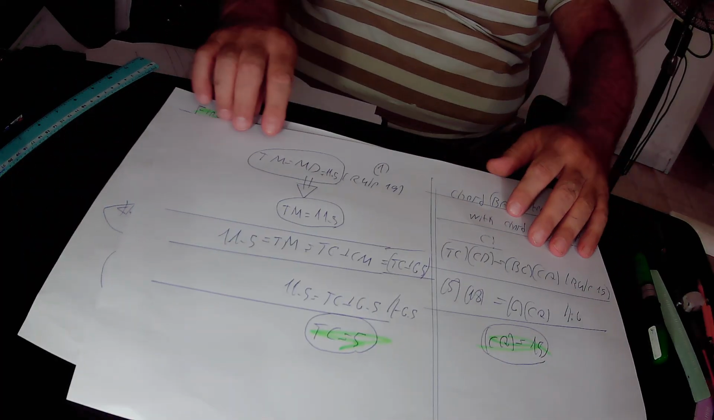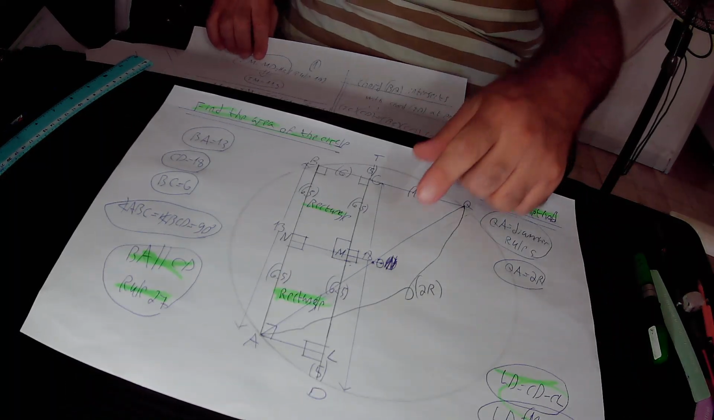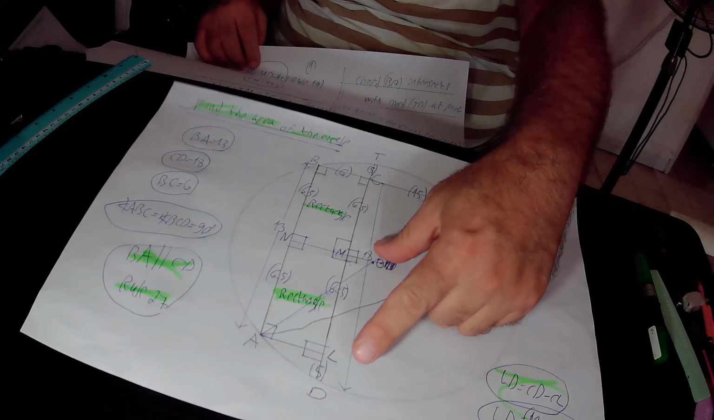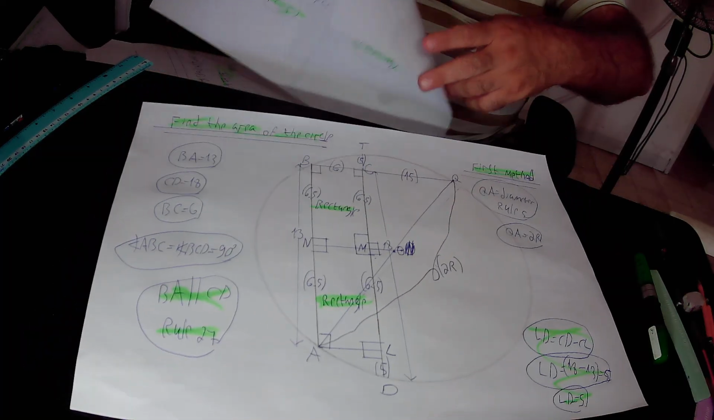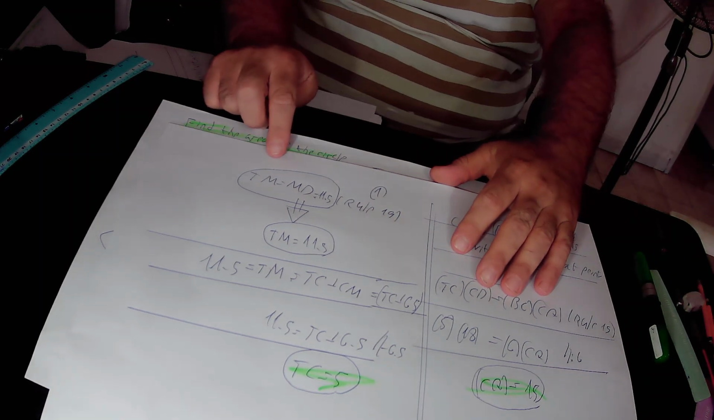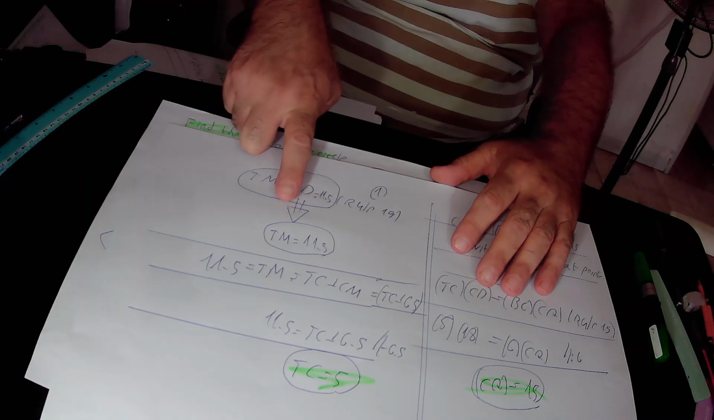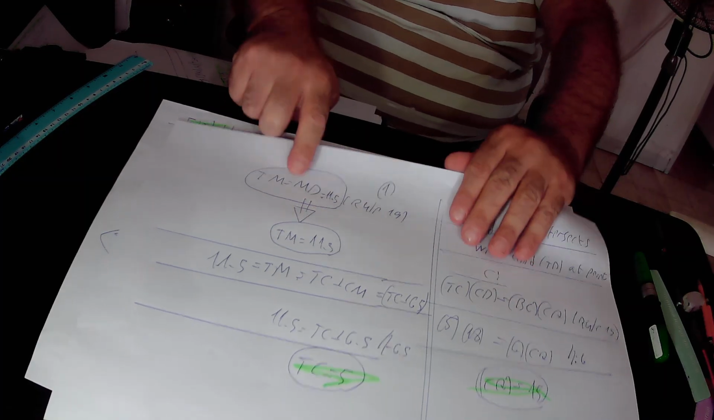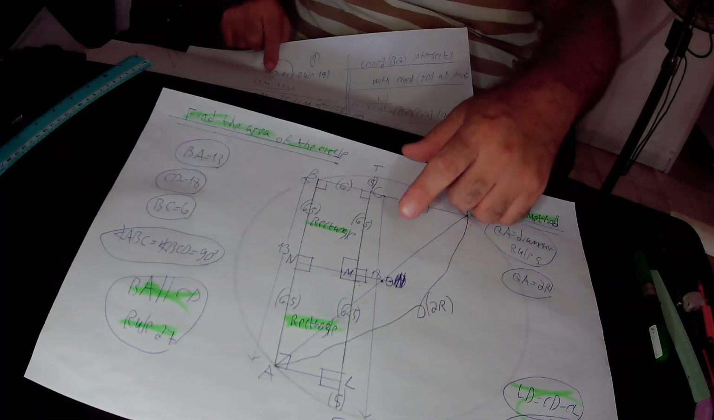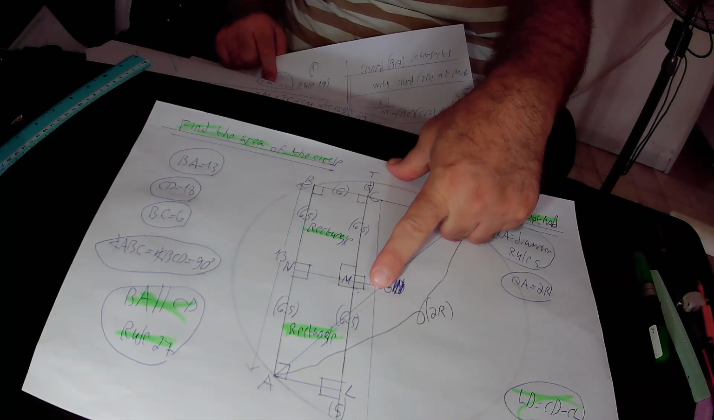According to rule 19, TM equals MD. But MD equals 6.5 plus 5, that is 11.5. So we can write that MD equals 11.5, and from the equation TM equals MD equals 11.5, we derive that TM is also equal to 11.5. This is line segment TM, which is 11.5 units in length.